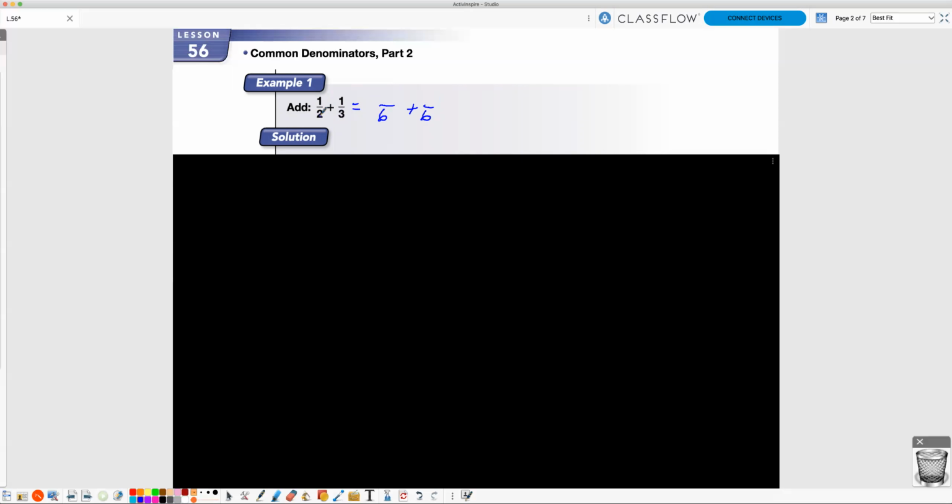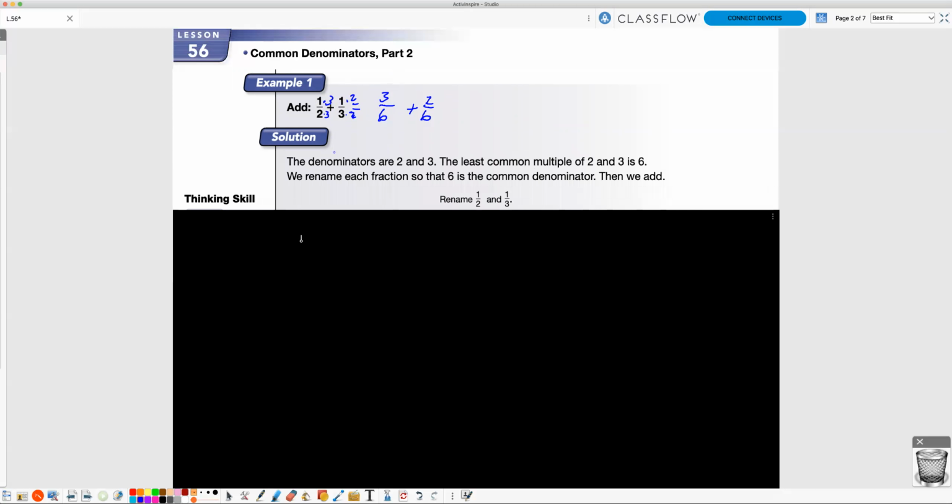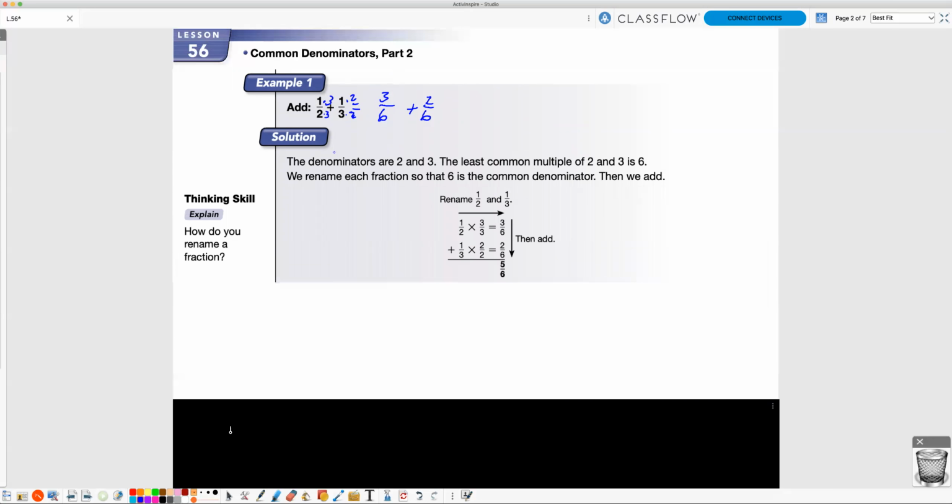Now if I multiply this times 3, I have to multiply this one times 3 to get 3 in the numerator. If I multiply this one times 2, I have to multiply this one times 2 to get 2 in this one. Because remember, if I'm multiplying this one times 3, this one was times 2, this one was times 3 up here, so I have to make sure I do that. So these are equivalent fractions now. 3/6 is the same as 1/2, 2/6 is the same as 1/3. So with the denominators renamed, you would get 5/6.